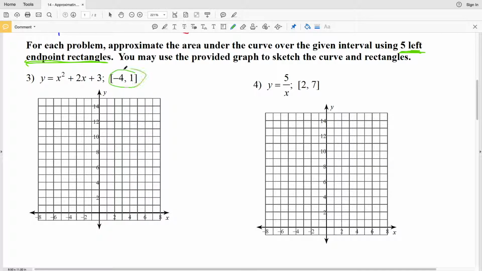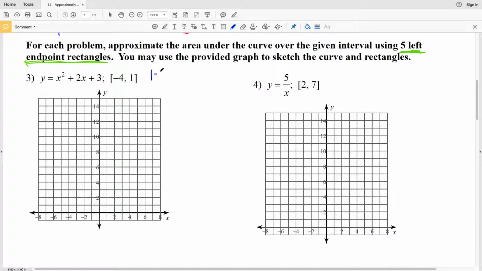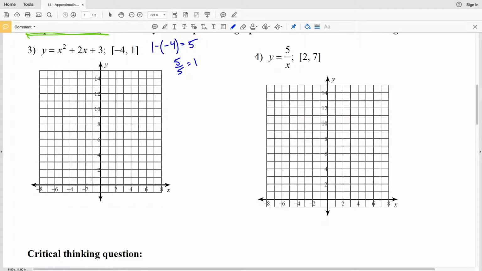However, some points we definitely want to know are the left endpoints. And remember, the left endpoint, if we're going over the interval, that means that we're going to have to divide the change in interval by 5 for our 5 rectangles. So if we have 1 minus a negative 4, that's going to equal 1 plus 4, which is 5. And 5 divided by 5 is equal to 1. So each rectangle is going to have a width of 1. So when calculating area, all our widths are equal to 1.